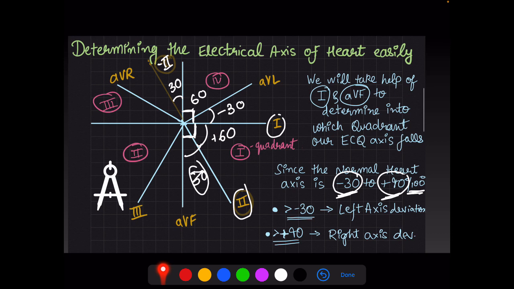So when the mean cardiac axis will be less than minus 30, which is in this territory, it will be called left axis deviation. If the mean cardiac axis shifts this side, that is greater than plus 90, it will be called right axis deviation.